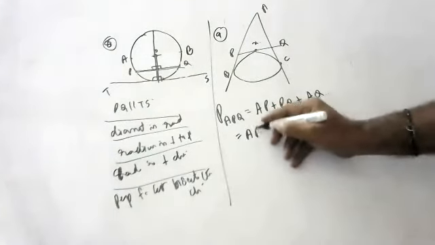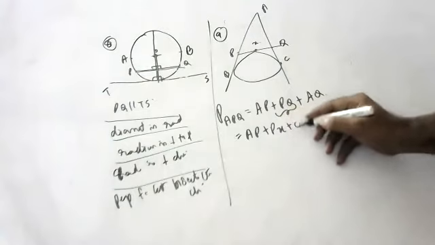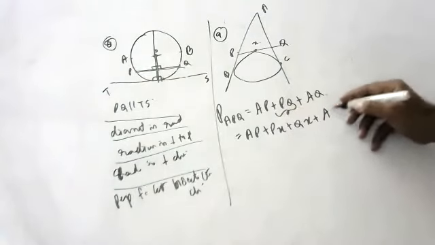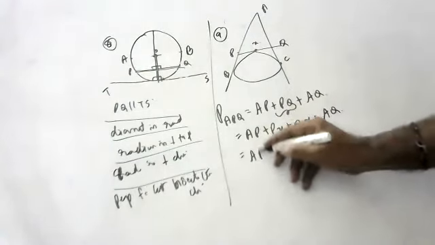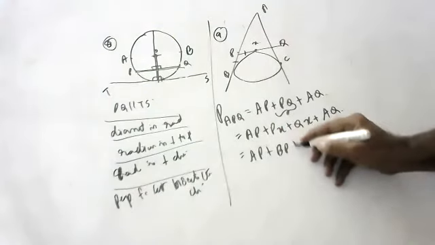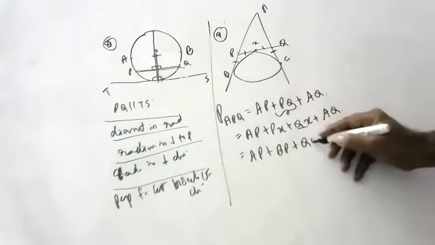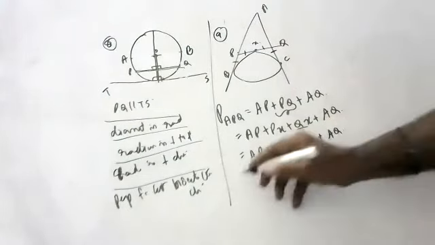Okay. AP is AP. PQ, what we can write, children? PQ is PX plus XQ, plus AQ. So AP. What is PX, children? BP, because tangents meeting at a point are equal. What is QX, children? QC. Why? Because tangents meeting at a point are equal.